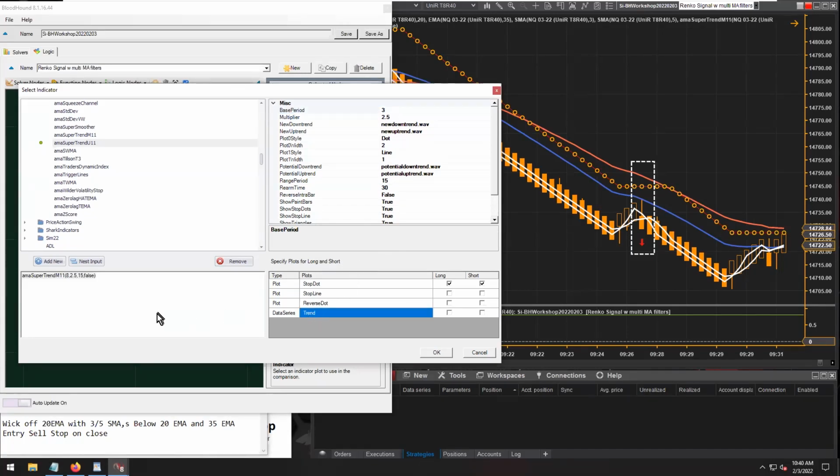You notice that the super trend comes with a data series. It's not a plot, it's a data series. Think of a data series as a hidden plot, a plot that you can never see, and it's called trend. The purpose of this is to tell you if the indicator is in a downtrend or an uptrend. So that's what I'm going to use there. I'm going to select that trend direction.